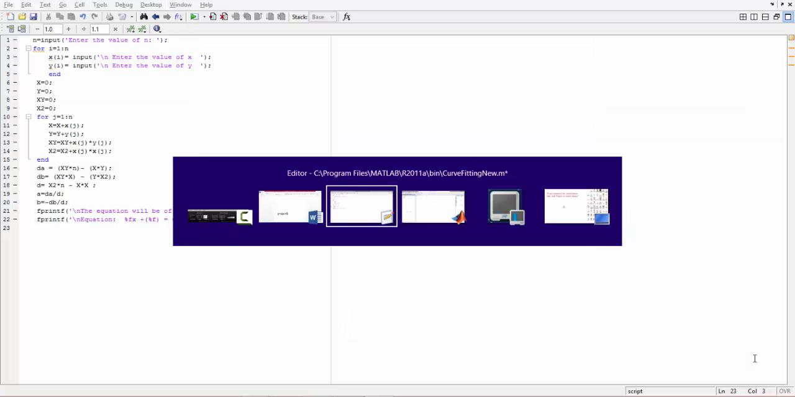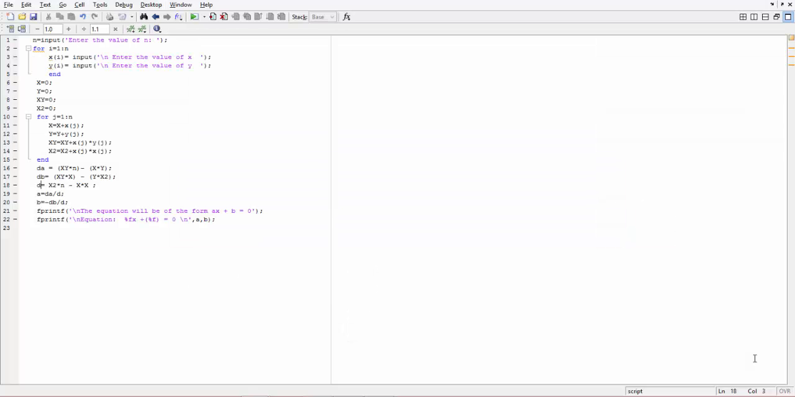So the code is here. We start with giving the input n is equal to, enter the value of n. Normally the questions that are given, they give us a table in which there are various values for x and y, say 6 values. So we have to input that value here. Once we have given the number of values, we now give the input of x and y values.